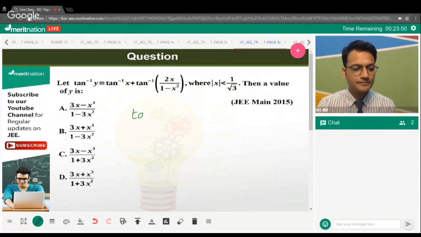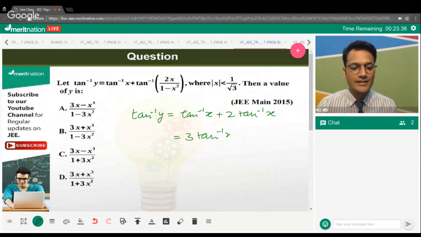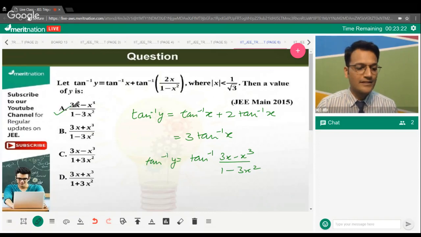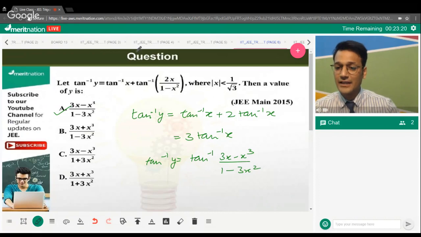What you know is tan inverse y, tan inverse x, and this is 2 tan inverse x, right? So if I add, this is 3 tan inverse x, and 3 tan inverse x is 3x minus x cube upon 1 minus 3x squared. So tan inverse y is this, therefore y will be equal to the given expression over here. I hope this is fine with all of us. The answer will be A. Very good, Ashutosh.